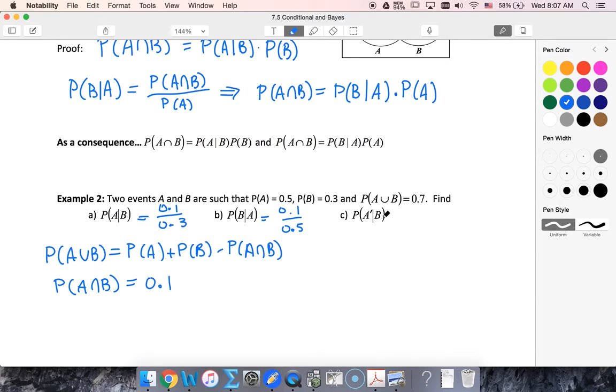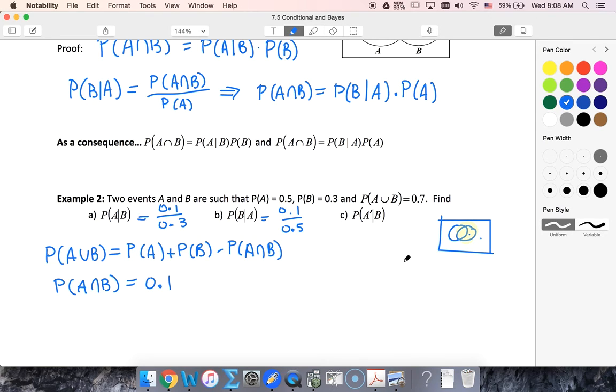Probability of not A given B, so let's think about this one. I'll just make a quick little Venn diagram box here. So given B, again, that means I'm looking only in this circle, but then not A is going to be this area and this area. So I want not A given that B happened.